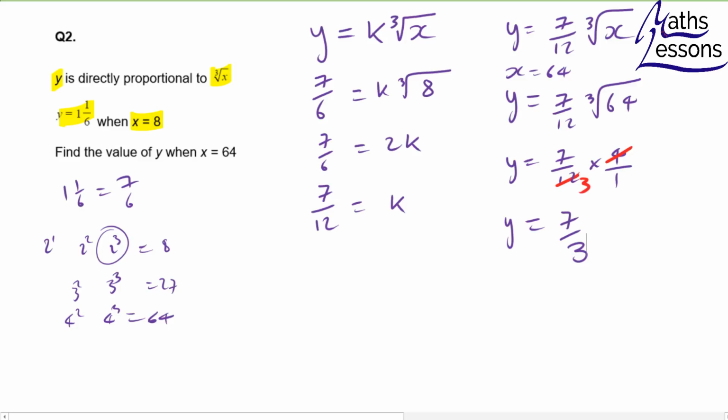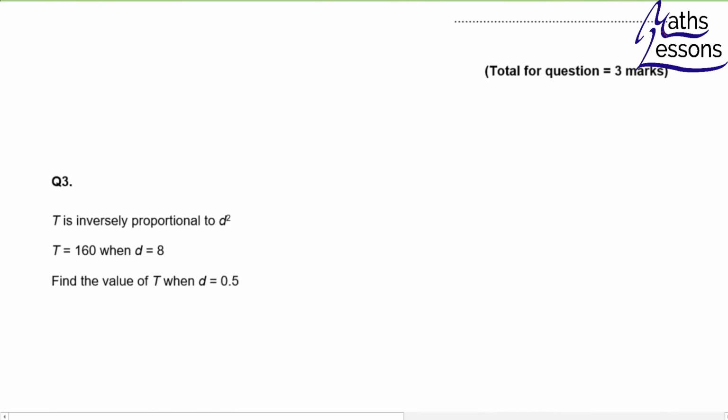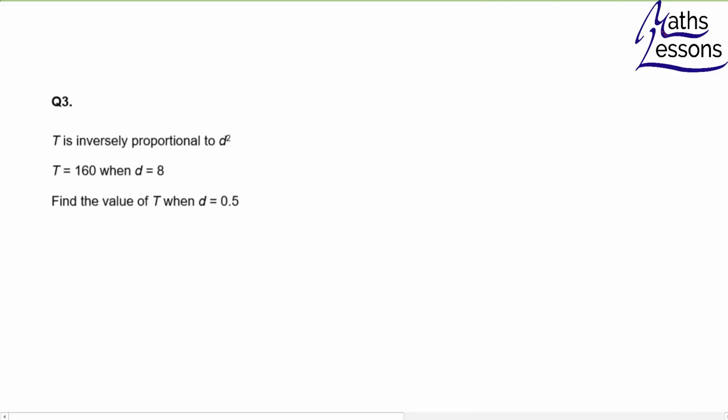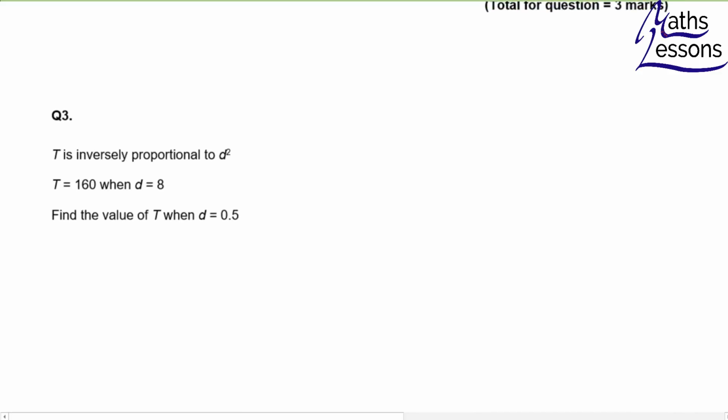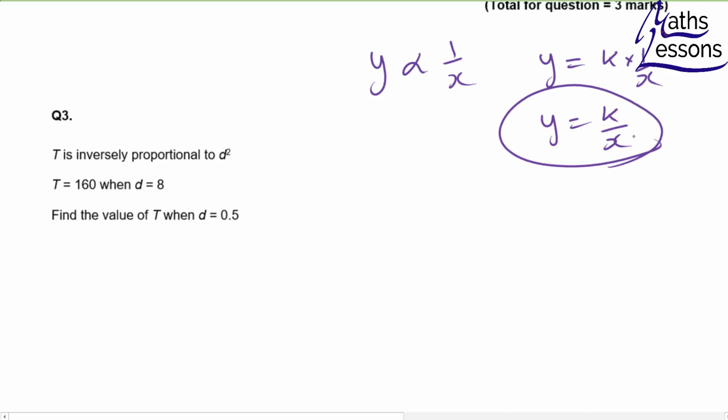Let's look at our next question. Now we're going to look at inverse proportion. Inverse proportion means if we've got, say, y is inversely proportional to x, that means y is proportional to 1 over x. So if we write that as a multiple, y equals k times 1 over x, and we generally think of it as y equals k over x. So this is y is inversely proportional to x. y equals k over x is how you do it.